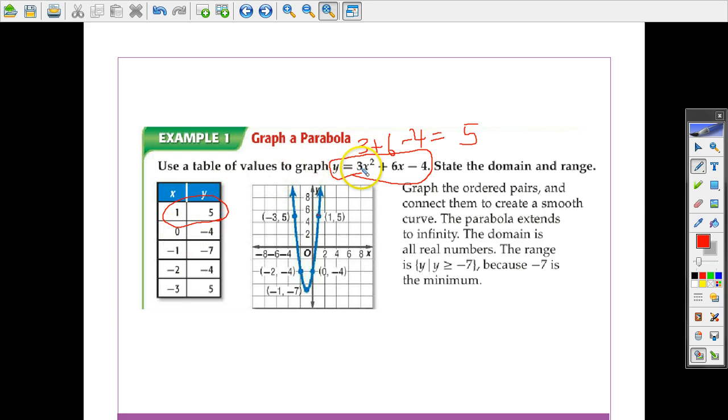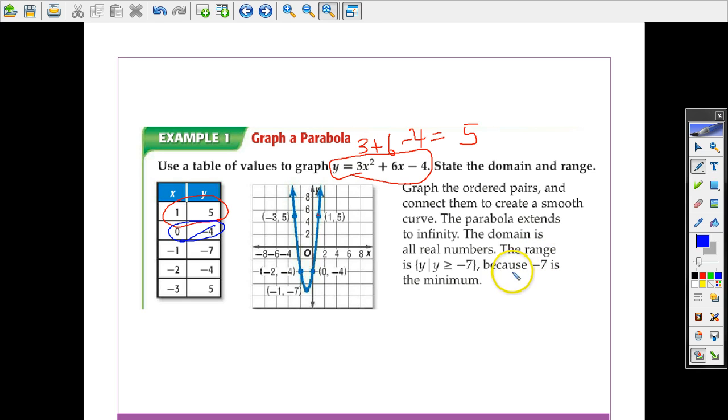Second one, when x is 0. That means anytime you have an x, you multiply it by 0. So that's 0, so y is negative 4. 0, negative 4 is your second point there. Okay. Negative 1, negative 7. Again, you put negative 1 in for x, and your y is going to equal negative 7. And you go through the whole table of points, and you have several points here, and then you connect the points, and you have a nice curve right there.